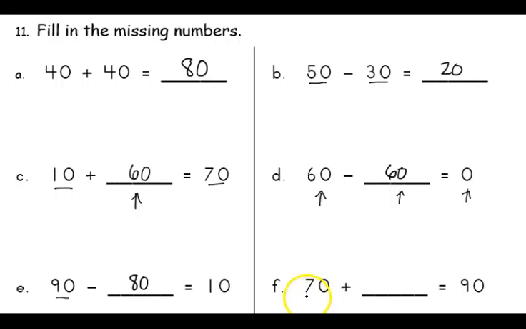And finally, I have the number 70. I'm going to add some tens to it until I get the number 90. Well, if I think in terms of ones, 7 ones plus 2 ones would get me to 9 ones. So 7 groups of 10 plus 2 groups of 10 would get me to 90. 70 plus 20 equals 90. So we can use those basic facts and our knowledge of groups of 10 to help us solve these problems.